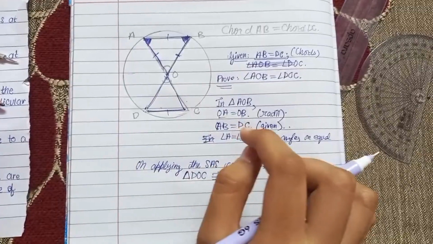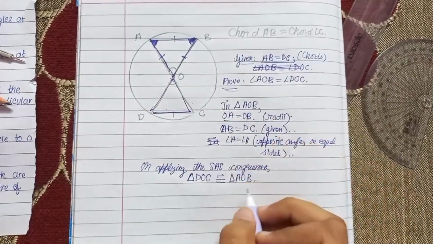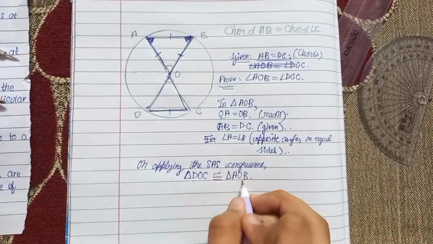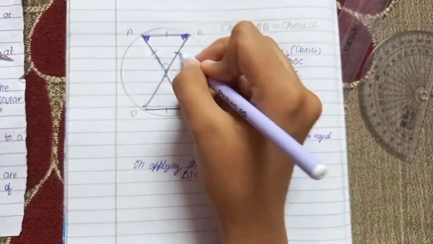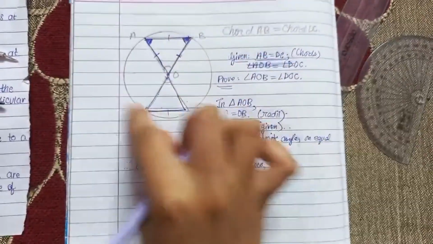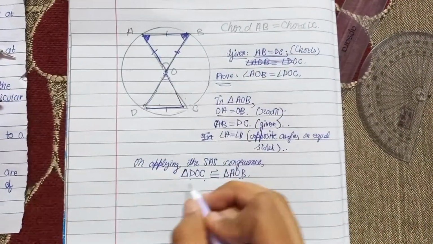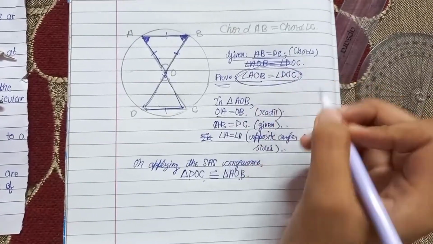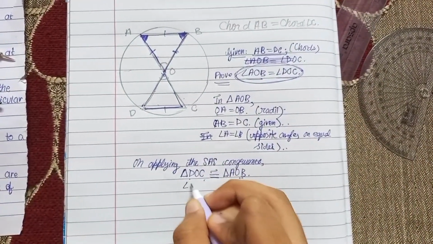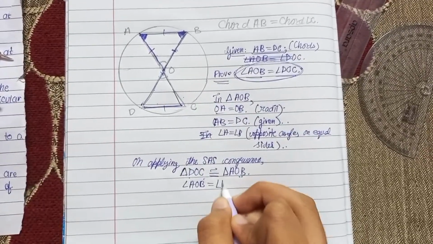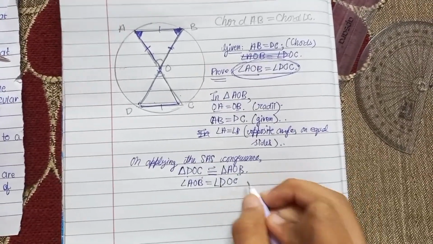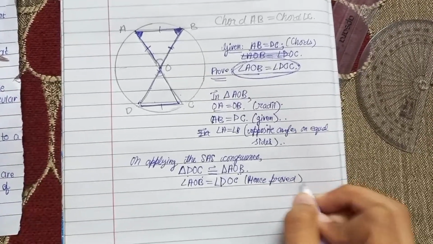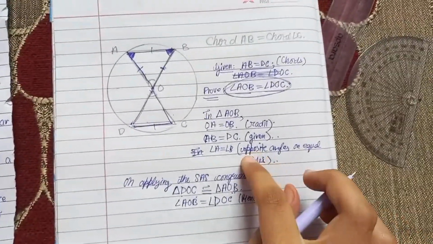If two triangles are congruent, then the sides and all the angles are matching. If these two triangles are congruent, then their sides are also equal and all their angles are also equal. So if they are congruent, then it is automatically proved that angle AOB is equal to angle DOC. Hence proved. Hence this theorem is proved.